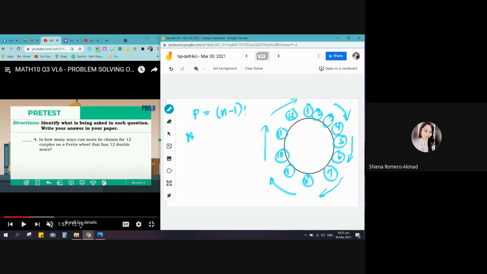So our n here is 12 because there are 12 couples. And all I have to do is to substitute 12 to n. So we have 11 factorial. And what is 11 factorial? Ano ibig sabihin ng 11 factorial? That's 11 times 10 times 9 times 8 hanggang 1. Okay?